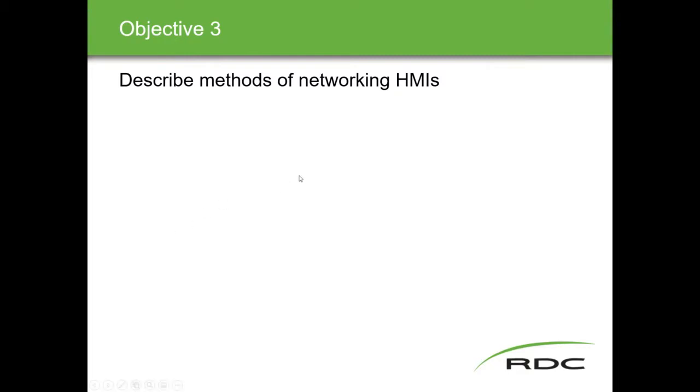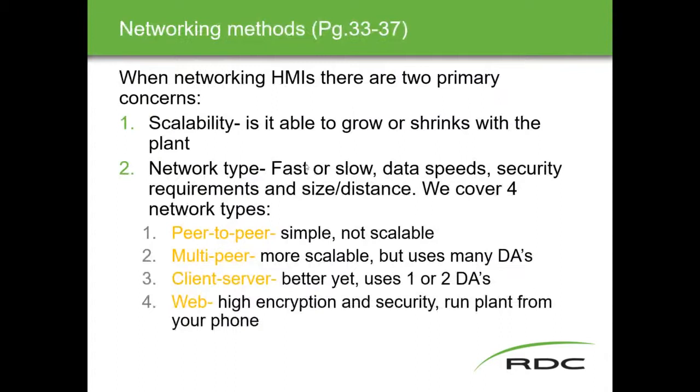Networking is networking. The only thing that really changes is the medium, whether it's twisted pair or Ethernet or RS-232, and then the protocols that are associated with that particular medium. Two primary concerns dealing with networking in HMIs. The first one is scalability, which is its ability to grow or shrink with the plant. Not many plants shrink, but lots of them grow. So being able to add things is important.